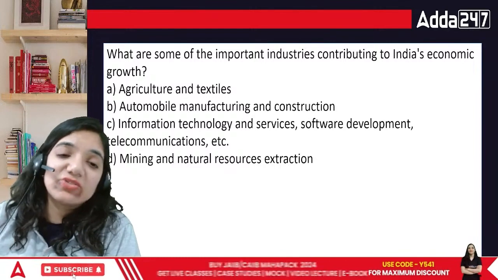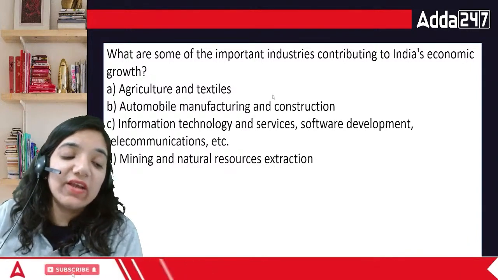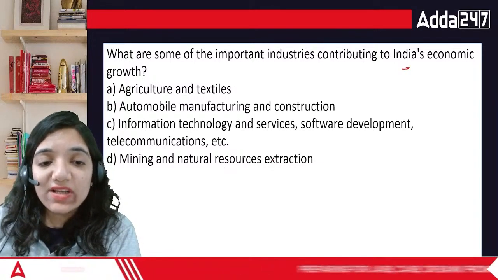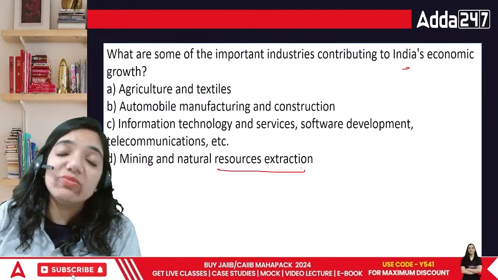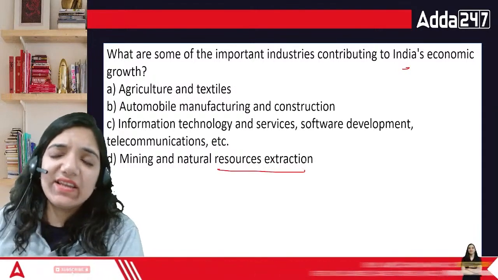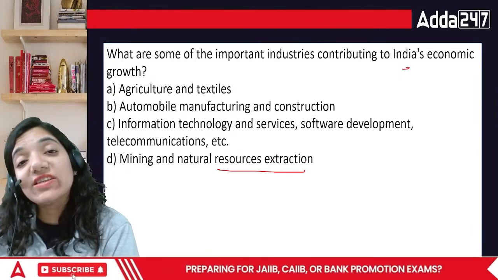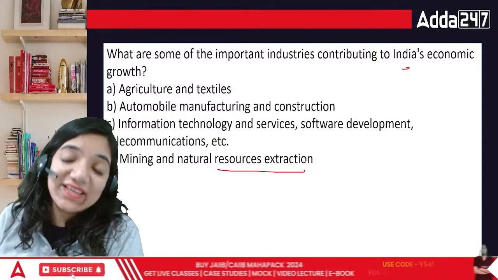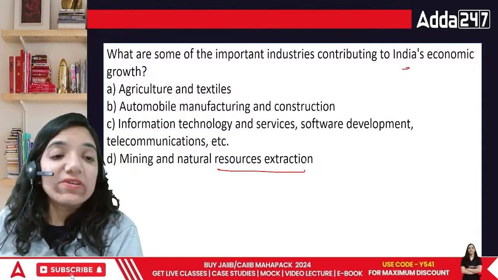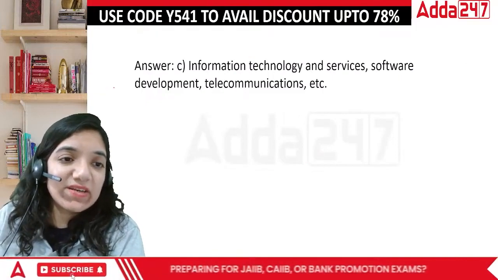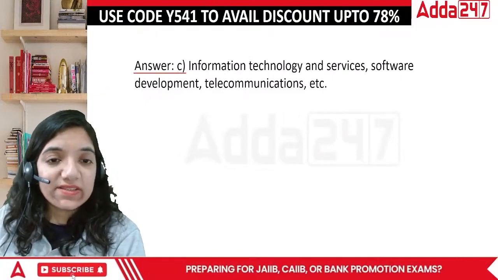Then mining and natural resource extraction, we have enough to only feed our country. The resources are more or less required for our country more. So mining and natural resources are normally used in our country itself. So information technology and services, this is where we are reaching out to the international areas, along with software development and telecommunication. So the correct answer is C, everyone. Got the answer?